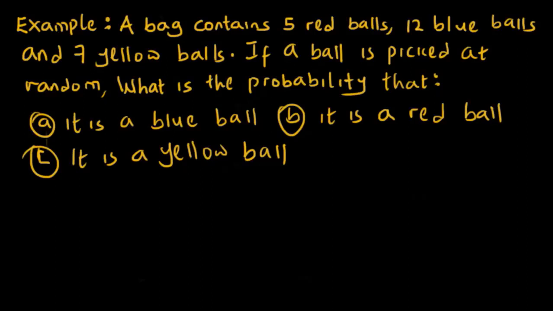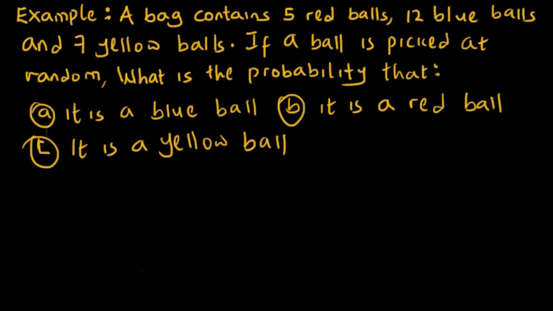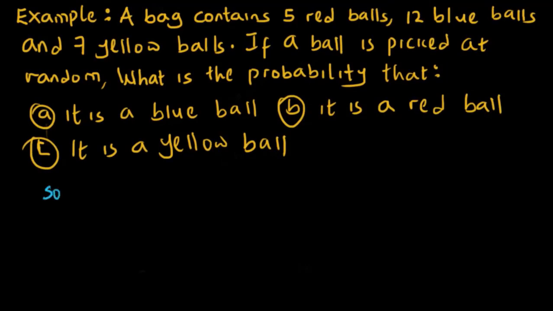So we've got the question: a bag contains 5 red balls, 12 blue balls, and 7 yellow balls. If a ball is picked at random, what's the probability that A, it's a blue ball, B, it's a red ball, C, it's a yellow ball? Now let's solve this. So remember, the first thing you want to write is the formula.